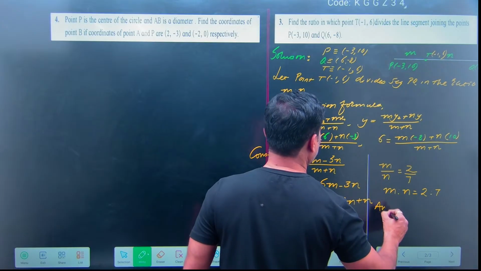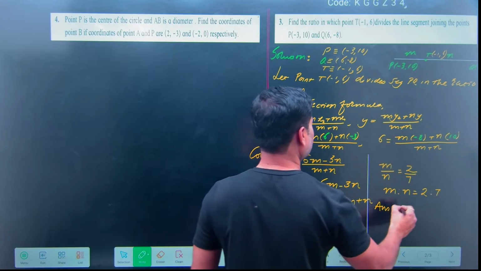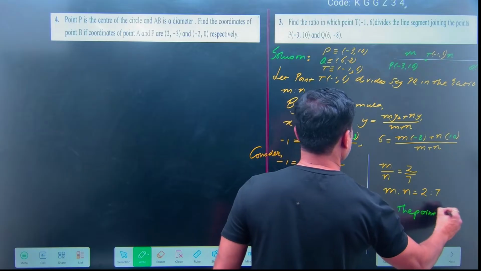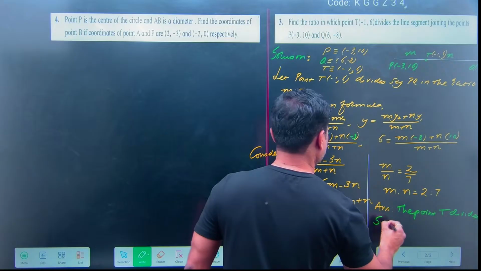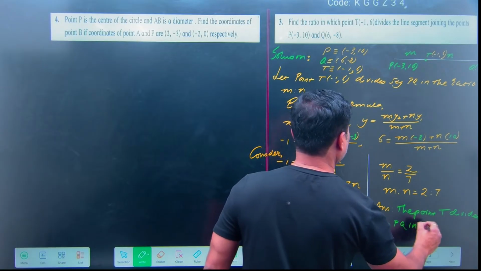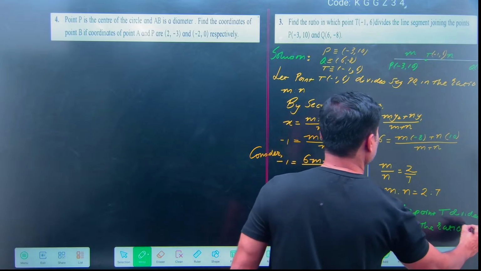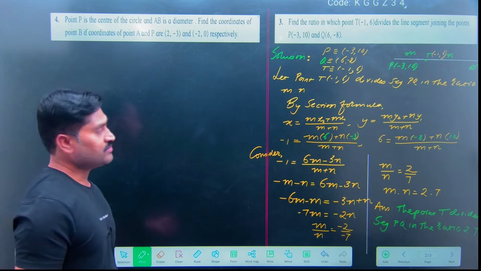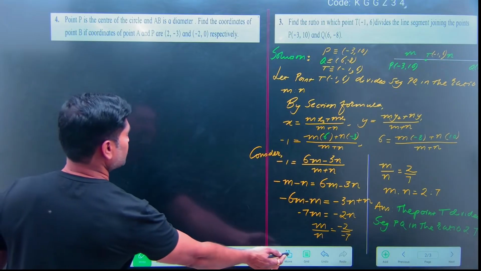So then how will you write the answer? How will we write the answer? You have to copy the same sentence. The point T divides segment PQ in the ratio 2:7. Okay, so is everything again clear? So let's go with sum number 4.